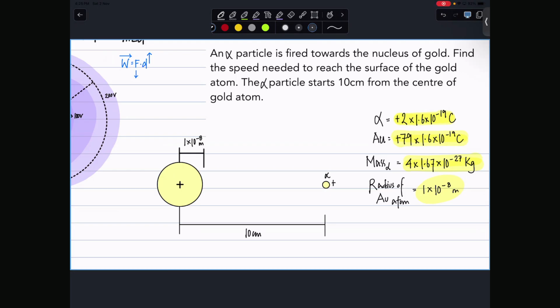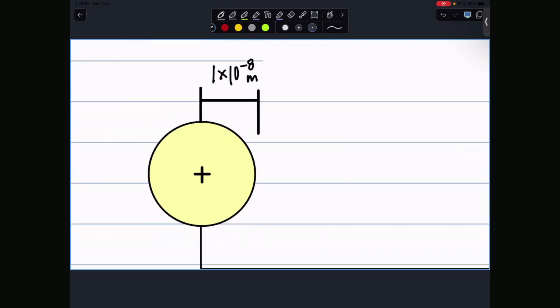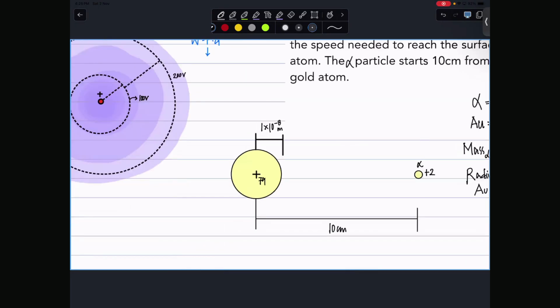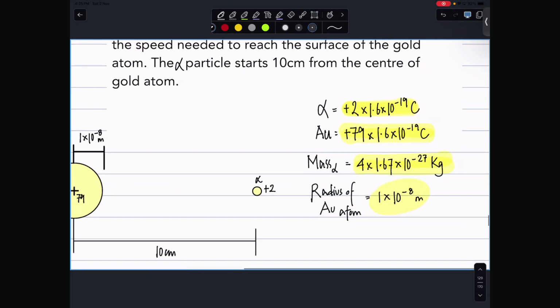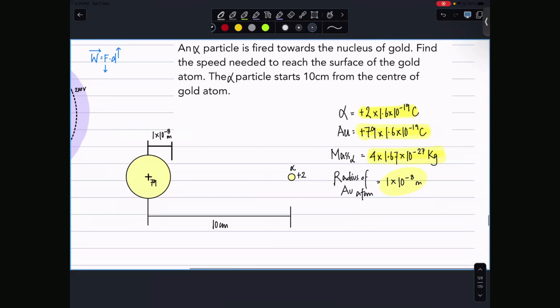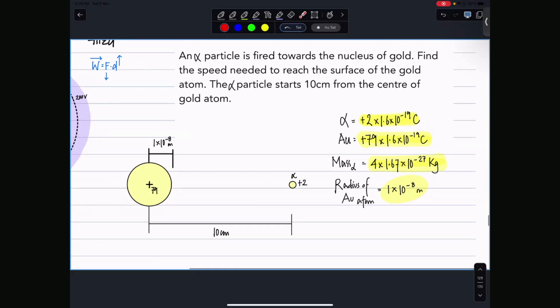And this is positive 2 charge, and gold is what charge? Nucleus plus 79. Okay, so gold is 79 and alpha is plus 2. And we have everything else provided here, mass and everything. What are you supposed to find out? Find the speed needed to reach the surface of the gold atom.